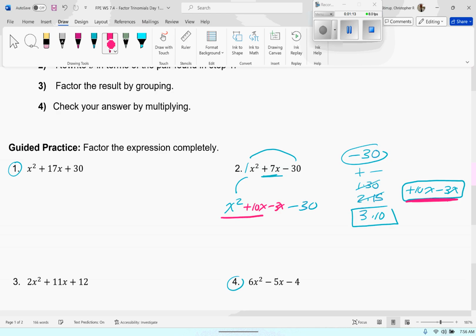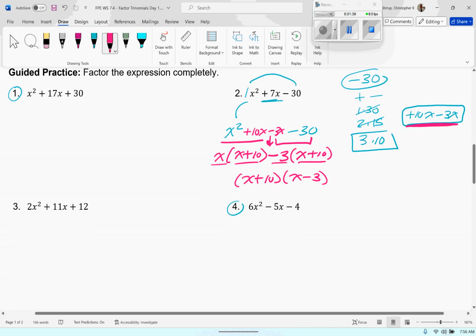Then I'm going to look at my first two terms, and I can take an x out, and that leaves me x plus 10. Remember, the middle sign comes down. I'm going to factor a negative 3 out of both of those, and that's going to give me x plus 10. These are the same. That's what you want. If they're not the same, they don't factor. And then you put this in your other one.